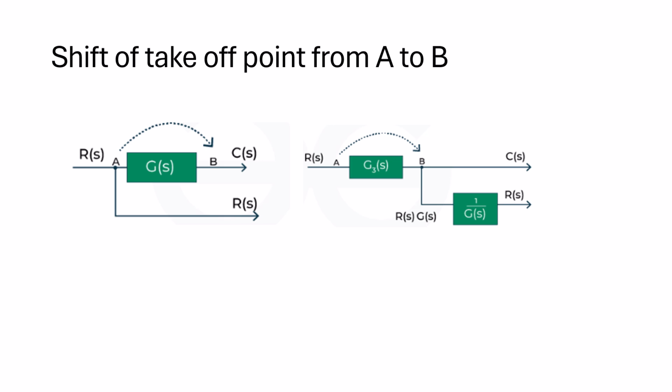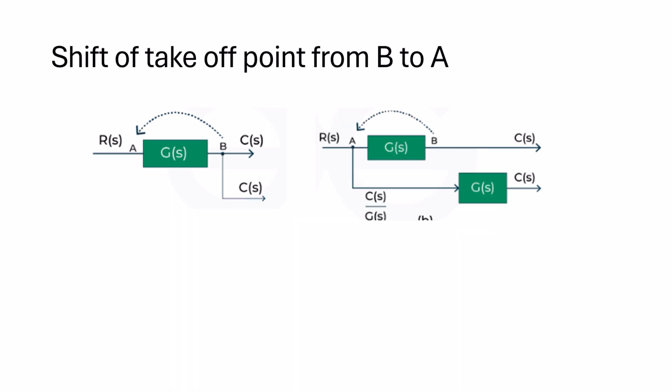Okay, so here also you can see that if we take the signal from here, that is RS into GS. But we have here only RS. So what we have to do, we have to multiply it with a multiplier 1 by GS, so that we get here RS. Okay. So this is when we take off a point from A to B.